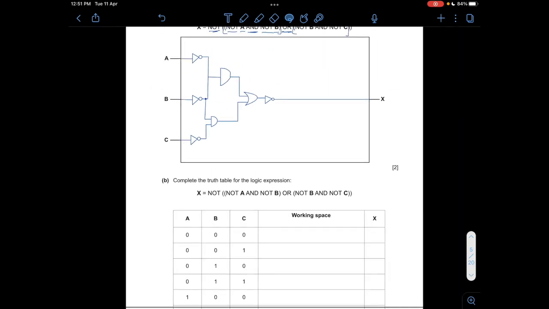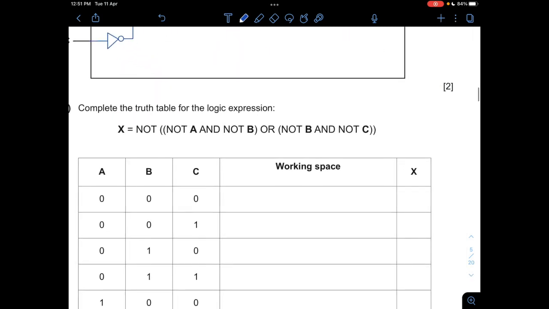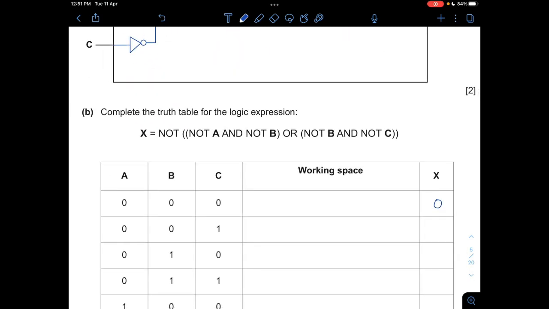So now we assume that A, B, and C are all 0. So since this is not A and not B, 0, 0 become 1. So this one would be not A and not B, that would be 1 and 1. Or, so it's not 1 or 1. So since this is not 1 or 1, this is immediately a 0. Okay. Because if you, let's say, just convert this into working space, this will be something like this. So not A is 1, not B is 1, or not B is 1 and not C is 1. So 1 and 1 is 1. 1 and 1 is also 1. So 1 or 1 is 1. But not 1 will be 0.